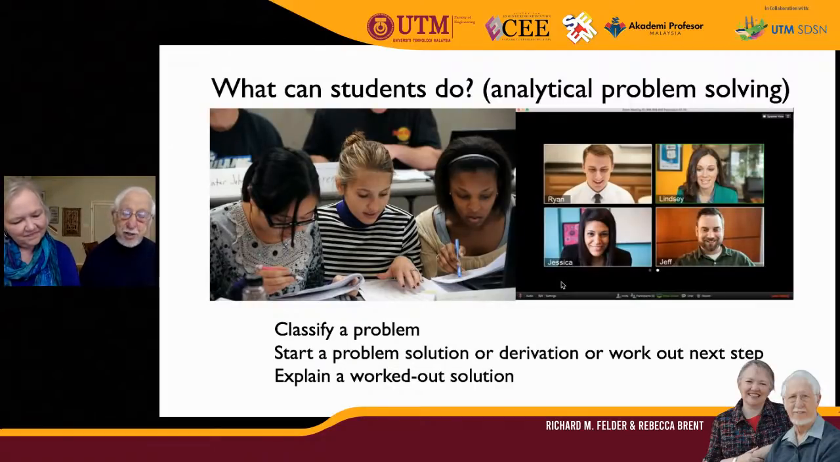The partner asks questions if something isn't clear. They go back and forth like that. And then you stop them, and then they reverse roles, and the second one explains it to the first one. And you can learn as much by doing that, explaining a worked out solution, as you can struggling with trying to solve the whole thing yourself from scratch.